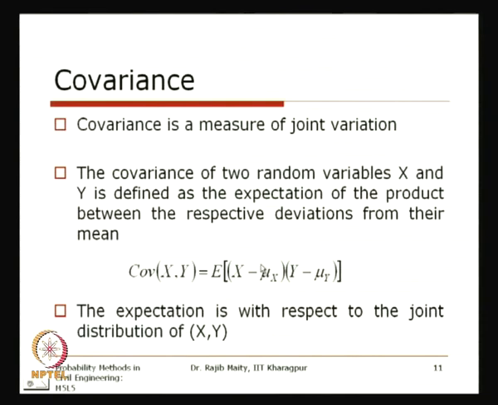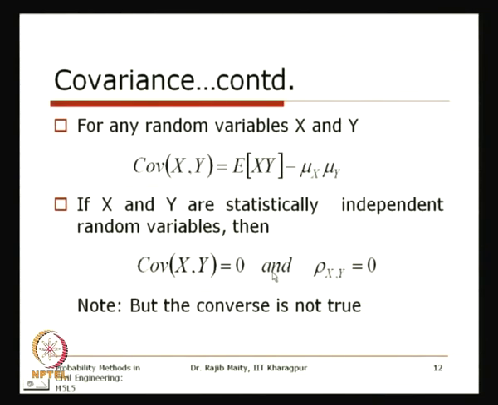Now, if we expand this expression, we have already seen how we can expand it. For any random variables X and Y, we can show that the covariance between X and Y is equal to the expectation of XY minus mu_x mu_y.